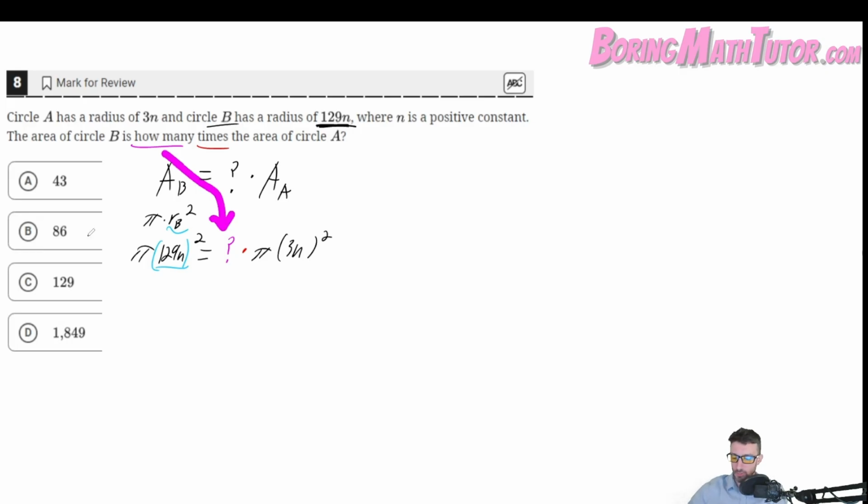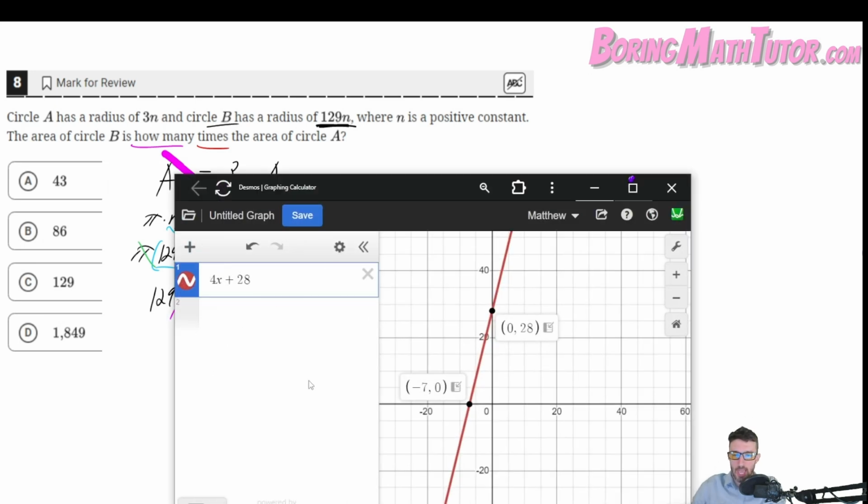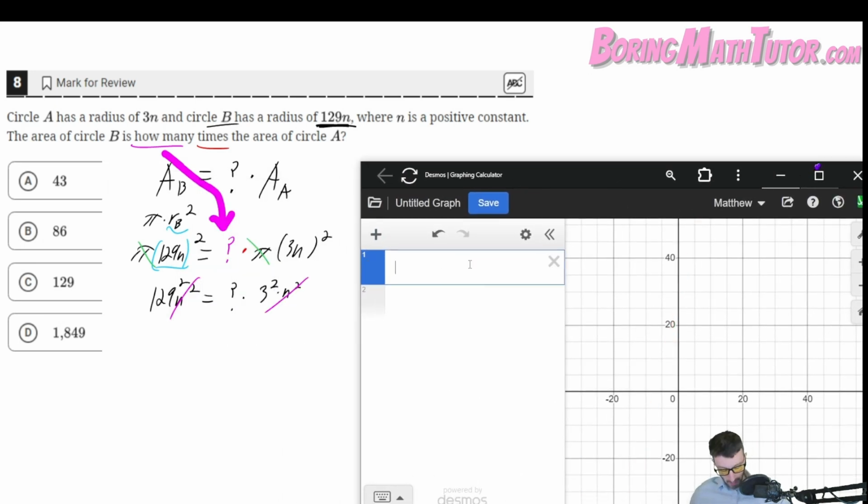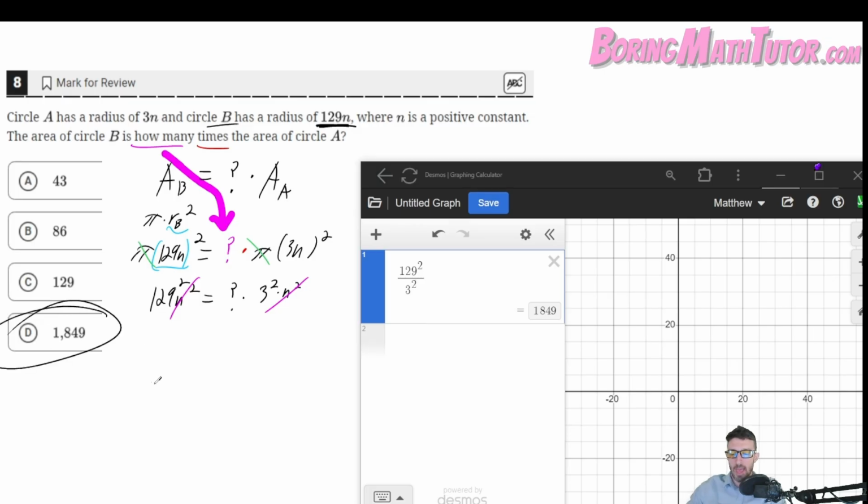In order to solve this equation for the question mark, we cancel out the pi on both sides. Then you get 129 squared times n squared equals question mark times 3 squared times n squared. The n squared just cancels, so we don't care about that. We really just have to ask our robot what 129 squared divided by 3 squared is, and he comes back with an answer so reliable. I love that guy.